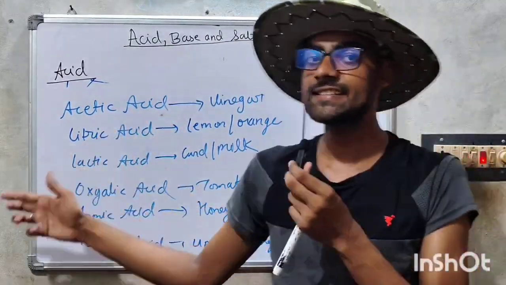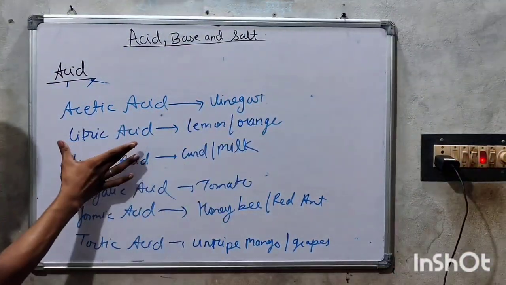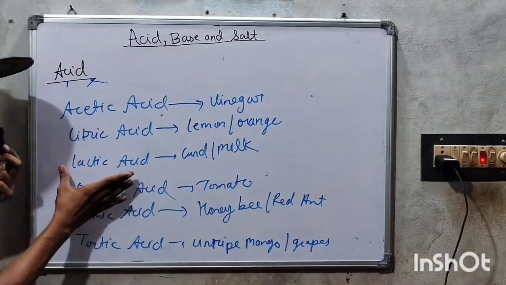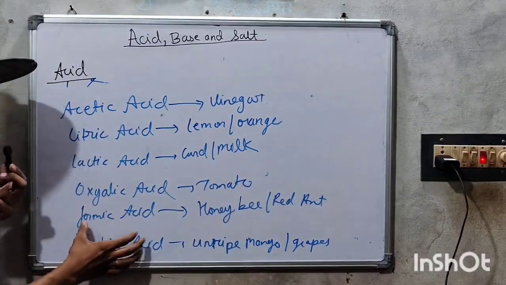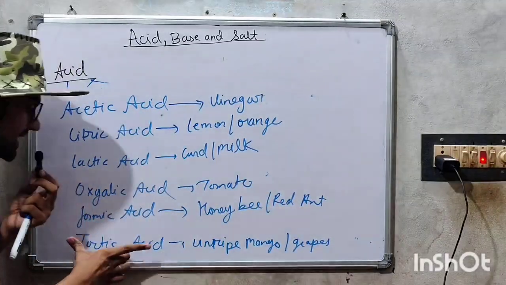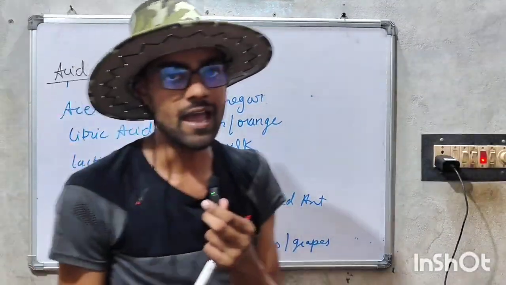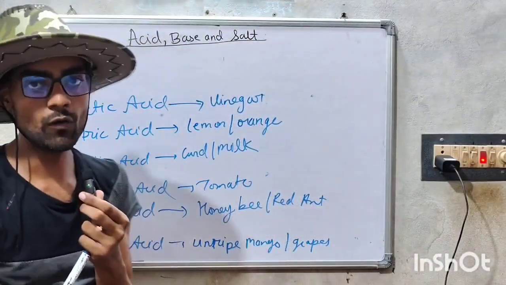Acetic acid is in vinegar, citric acid in lemon and orange, lactic acid in curd and milk, oxalic acid in tomato, formic acid in honeybee and red ant, and tartaric acid in unripe mango and grapes.